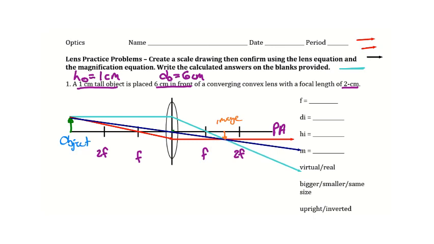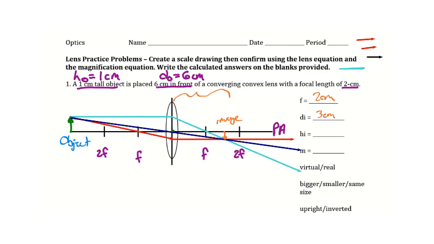So let's take a look at the givens on the right-hand side here. Our focal length was actually given. That was 2 centimeters. The image distance is the distance from the lens line to the image as measured along the principal axis. So get your ruler out and measure that distance. When I measured that, I got 3 centimeters.